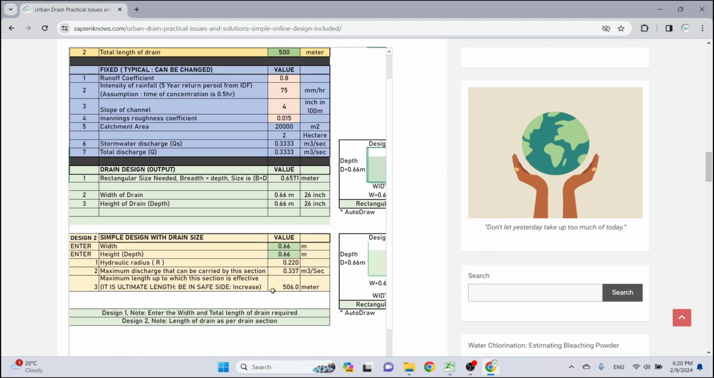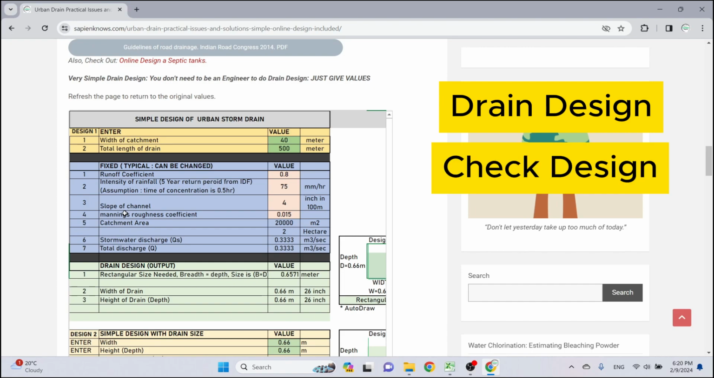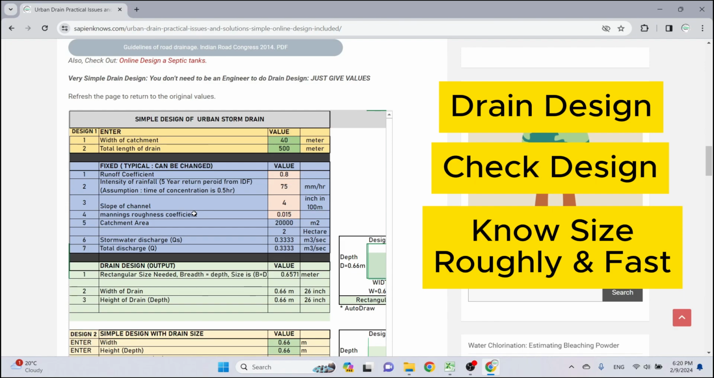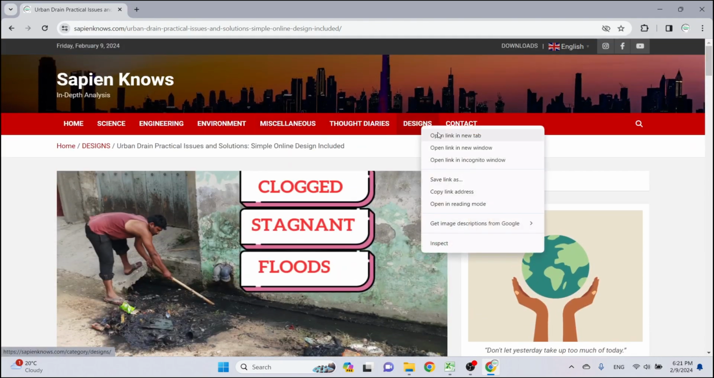So in these two ways you can use this Excel sheet to design or to check the design or you can also use it roughly so that you can know the rough estimation of the size of the section before calculating it further. You can also check other designs as well.